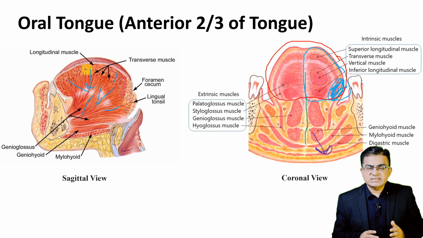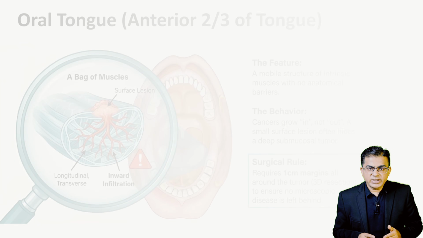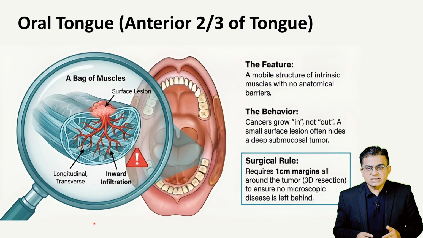So how does this tongue anatomy translate to clinical behavior? Look at this diagram. Think of the tongue as a bag of muscles with no barriers. Cancers arising from the mucosa here do not just grow out, they grow in. They infiltrate the intrinsic muscles deeply. Look at the red tumor in the diagram. On the surface, it looks like a small lesion. But underneath, it is infiltrating deep into the muscle fibers.